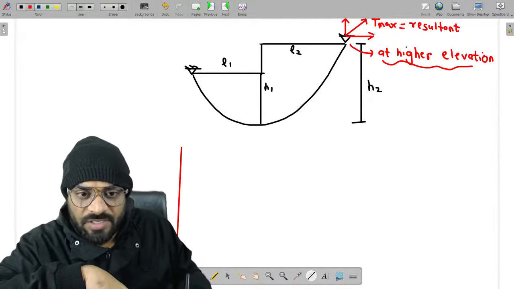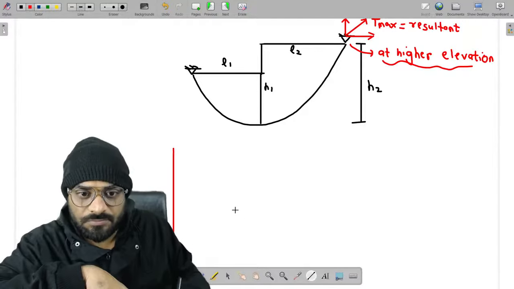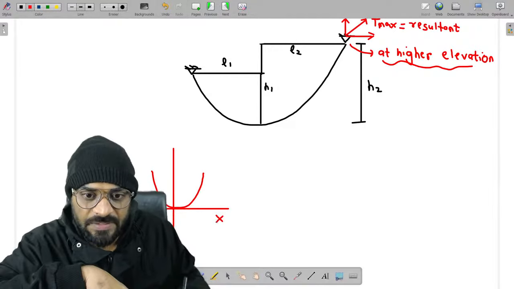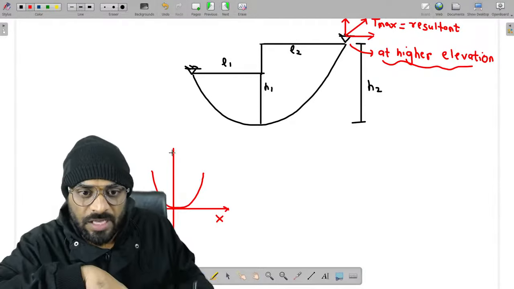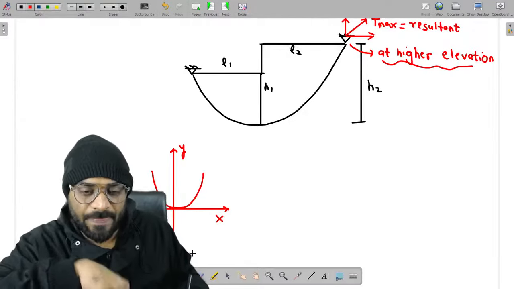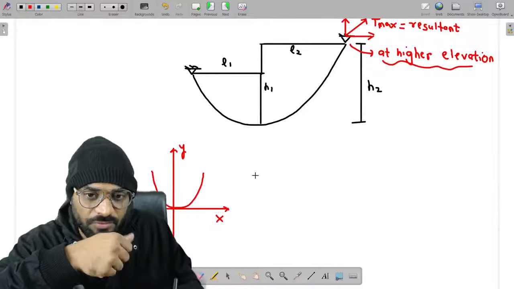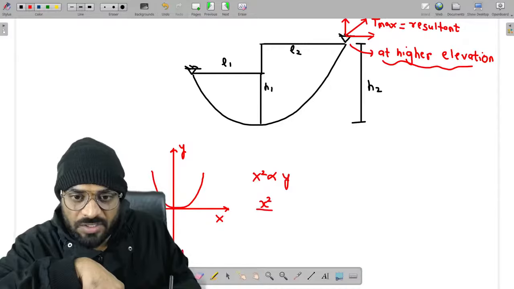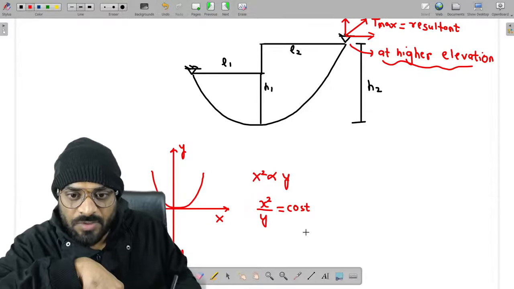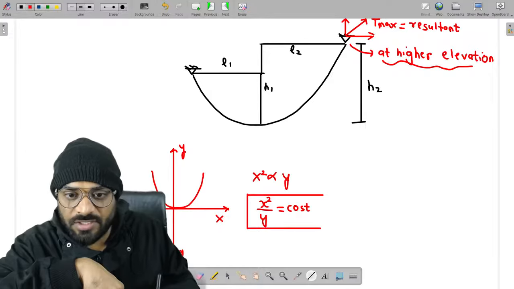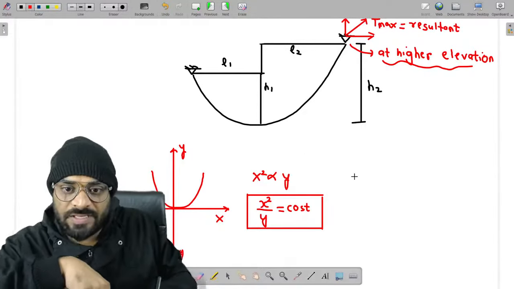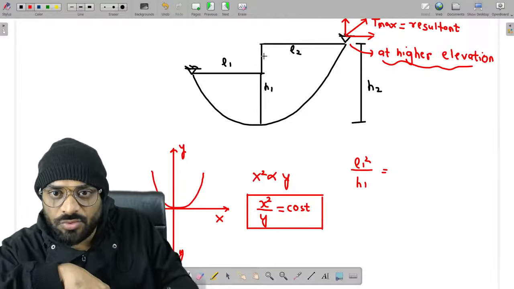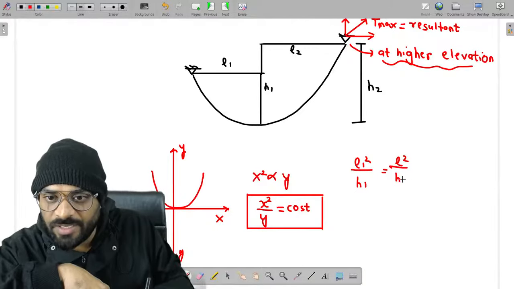Do you remember, guys, there's one relation for the parabolic condition. Let us suppose this is x, and this one is y. Now can I say that our equation will be what? For two values of x, x square is proportional to y. So we can write x square divided by y should be constant. The same concept we can apply for the above condition. This is our x, that means L1 square divided by H1 is equal to L2 square divided by H2.